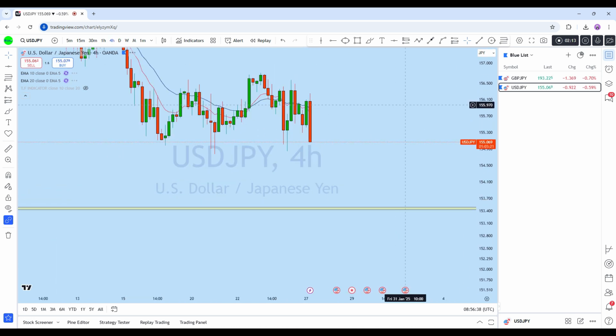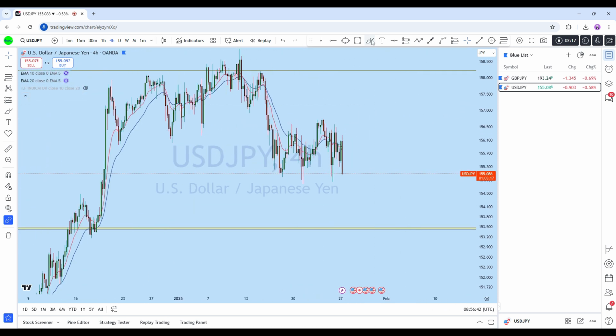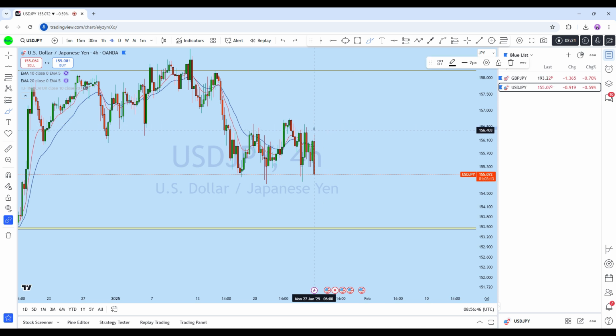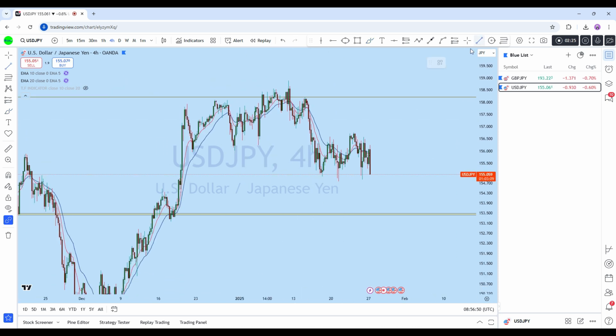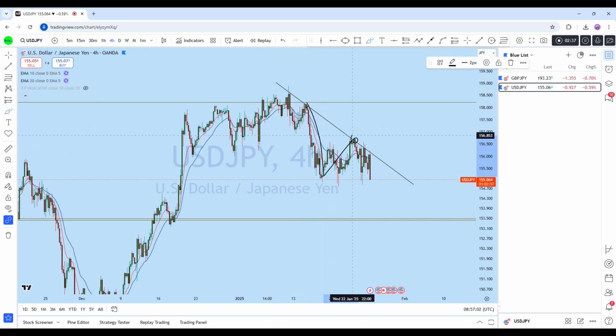If we look at the intraday perspective from the 4-hour time frame, we can see dollar yen, after forming a series of lower highs, with the current session candle forming a strong bearish engulfer. With that bearish engulfer formation, we can see this is a resistance here, a big drop followed by a pullback to the resistance, and another drop followed by a pullback to the resistance.